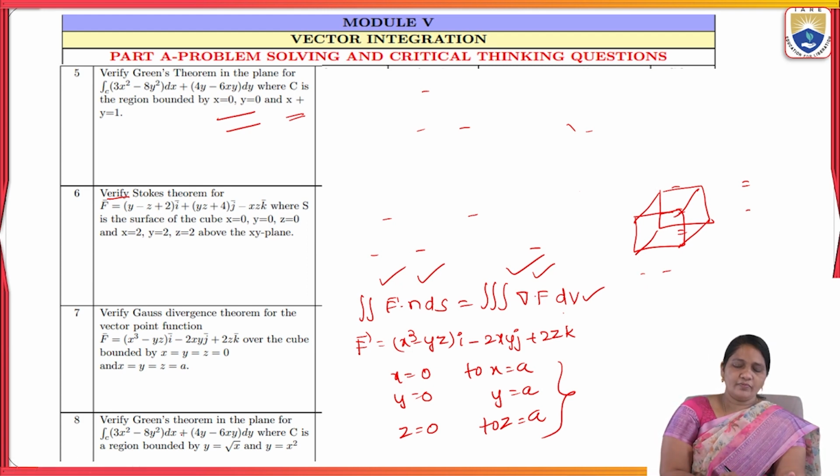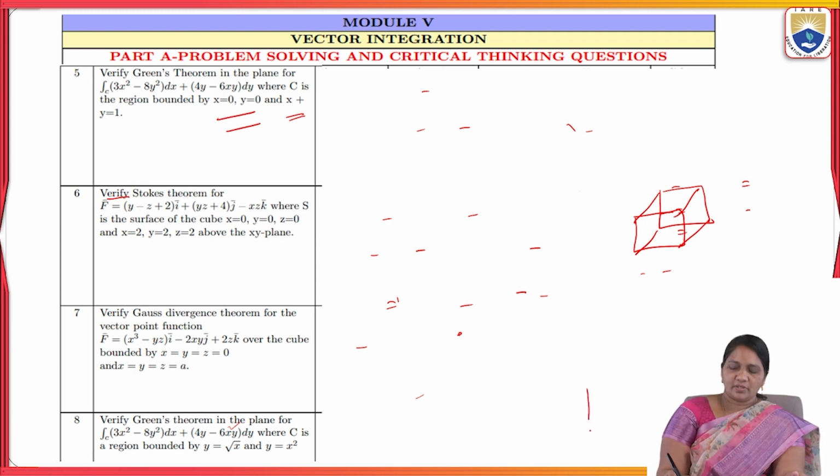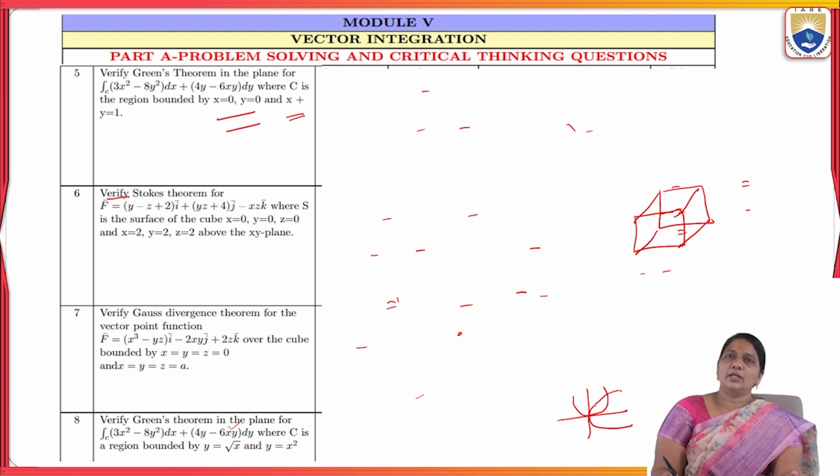So the eighth one: verify Green's theorem in the plane. By using this function, here we can observe the figure like this. Here we are going to calculate the line integral. That means we can take this one, this and this. Here this is 0 comma 0. This is y equal to x square, and here y equal to root x.